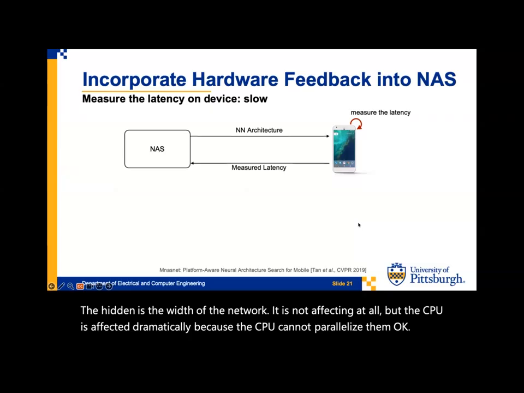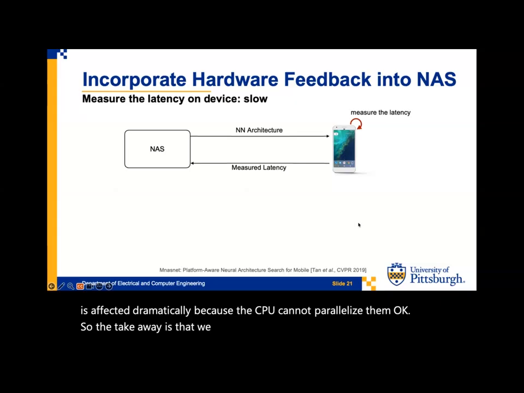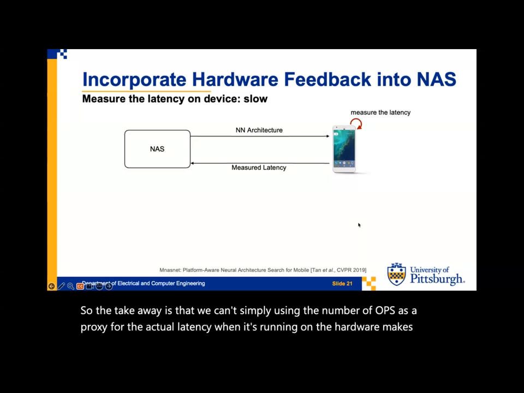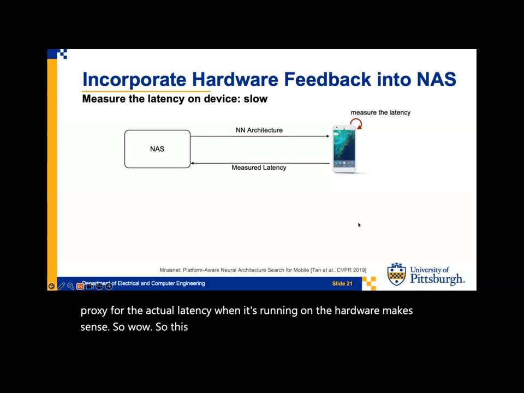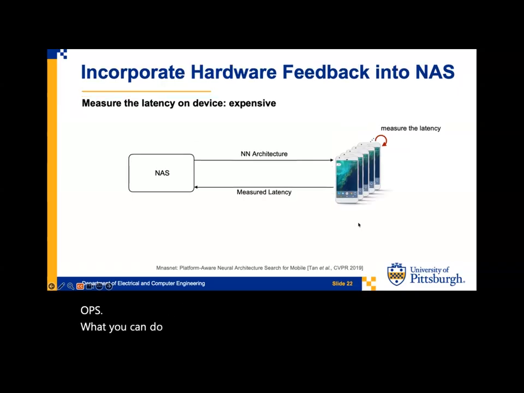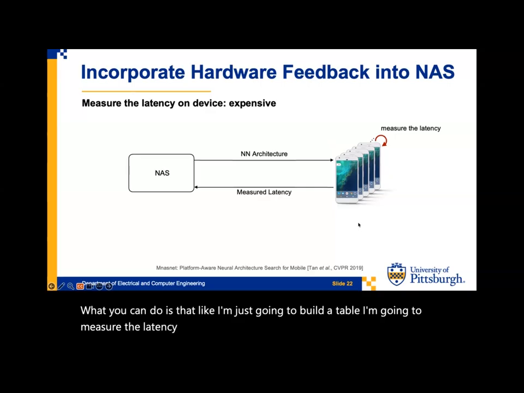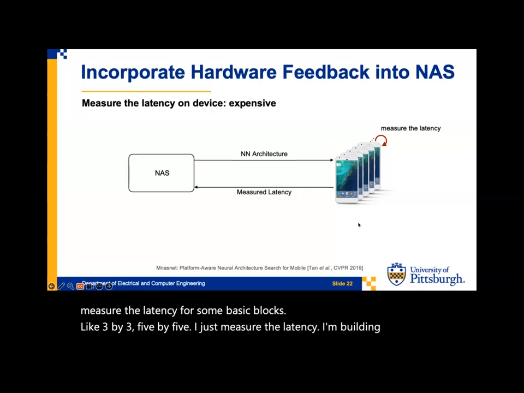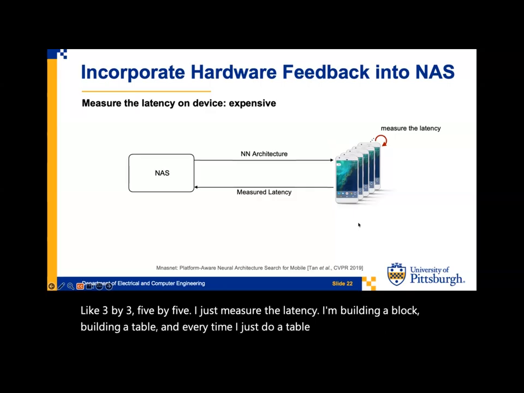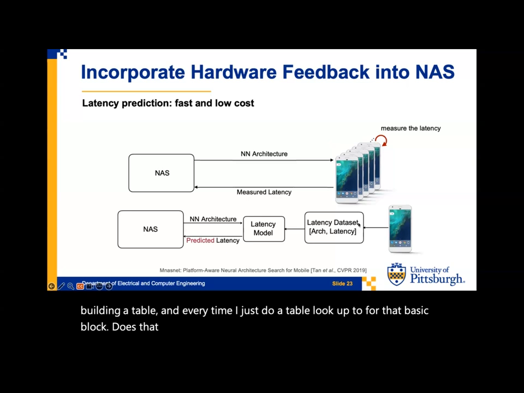The takeaway is that we can't simply use the number of ops as a proxy for the actual latency when it's running on the hardware. Make sense? So this paper basically says, well, instead of just using the number of ops, what you can do is build a table. I'm going to measure the latency for some basic blocks, like 3 by 3, 5 by 5. I just measure the latency and build a table. And every time I just do a table lookup for that basic block. Does that make sense?